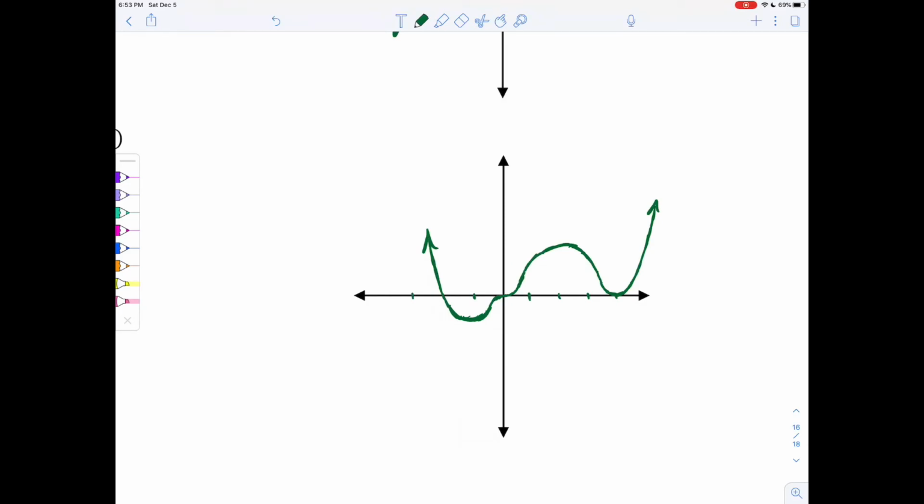Oh, I forgot to label everything. Don't forget to label the axes. Don't forget to label the scale. So that's that.